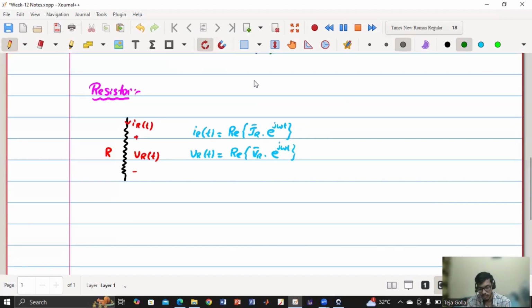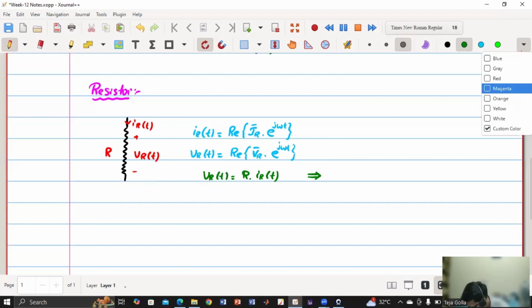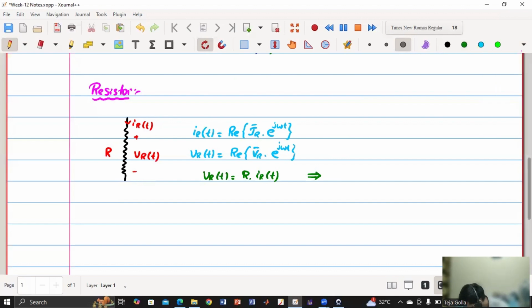Yes. So now what we are doing is, we know that VR of t is equal to R into IR of t. This is the voltage-current relationship of a resistor. So if you substitute it, you will be getting VR bar phasor is equal to R into IR bar phasor. So we are talking about only the phasor terms. Because if I substitute that, the real part will get cancelled and we'll get VR bar equal to R into IR bar. So is this clear?